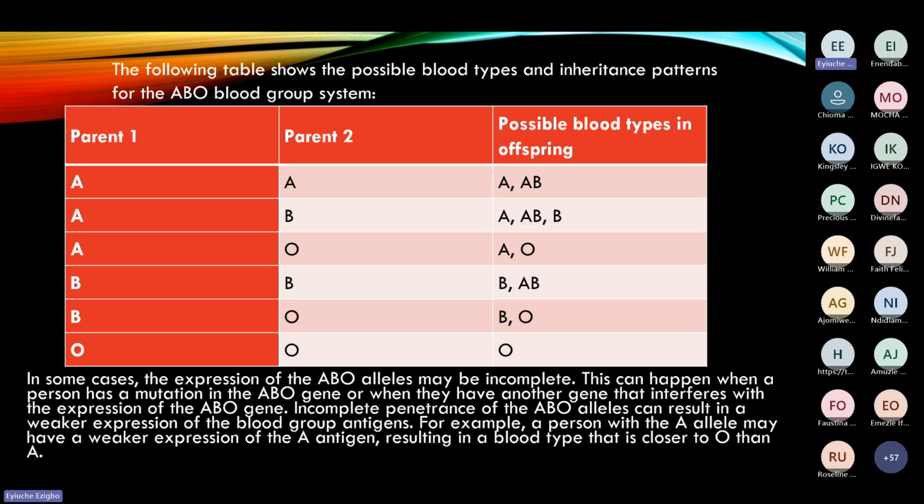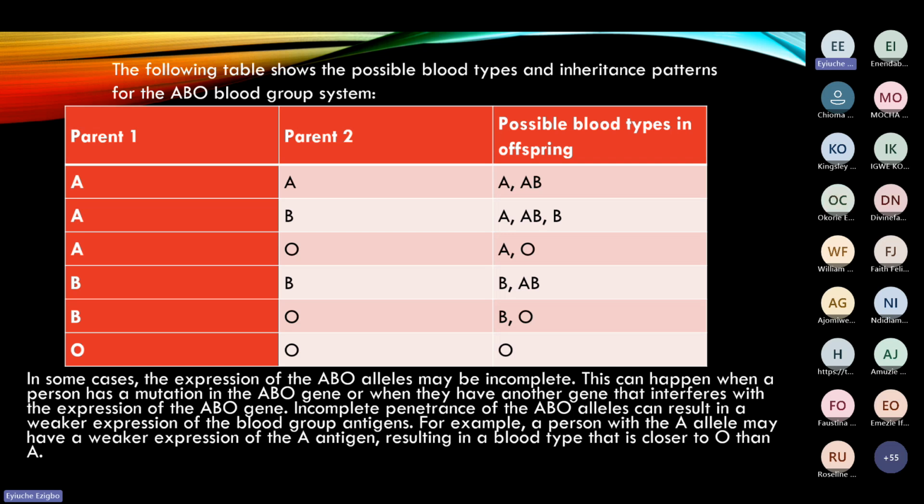You know, O is recessive. When somebody is blood group O, it means that he inherited two O's, that is, one O from one parent and one O from the other parent. But somebody that is A may be AO or AB. So the possibility in this combination, as we can see, is A or O.